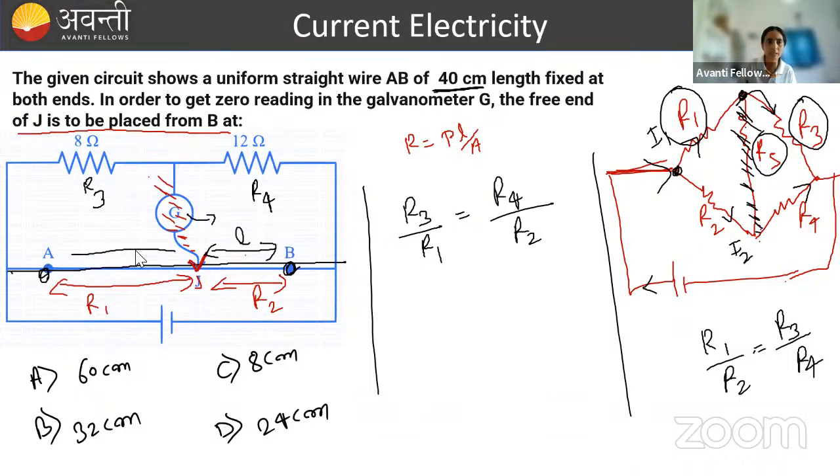So this length will be how much? 40 minus L in centimeter, because the whole length is 40 centimeter. Now let's put the value. R3 का value क्या है? R3 is your 8 ohm.